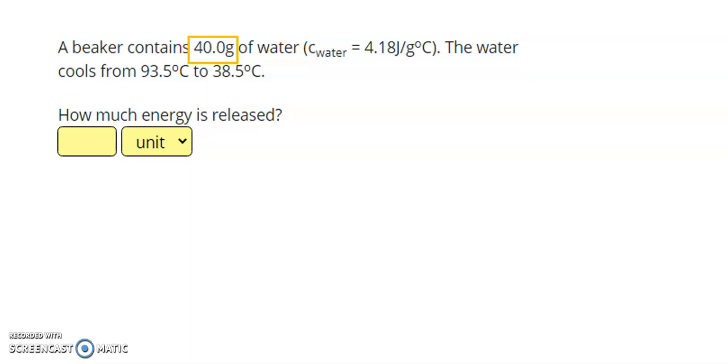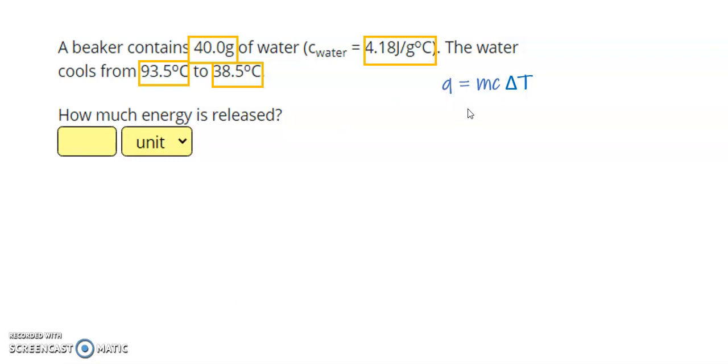We see in the problem that there are 40 grams of water, that will be the mass. We see the specific heat. We know that joules per gram degree Celsius is a unit that indicates specific heat. We also see two temperature units. So because the temperature is changing, we have the mass and the specific heat, and we're looking for energy, we can use Q equals mc delta T.